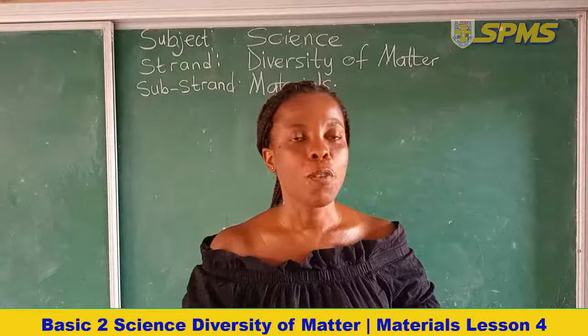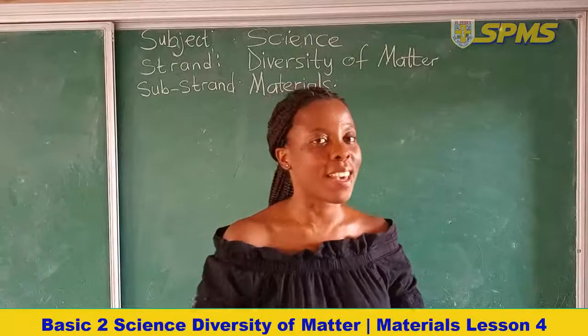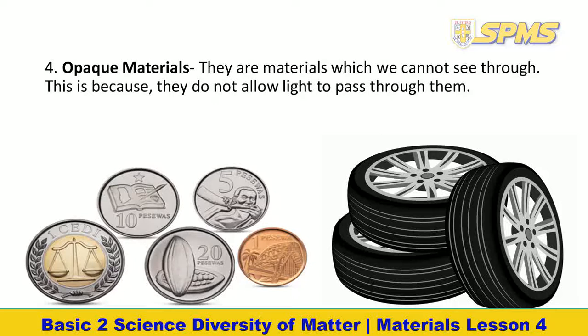Okay, let's move to another property known as opaque. Remember that word too? Opaque means what? Things you cannot see through. So the moment you can't see through a polythene bag, the black one, then that means that material is opaque. So a coin. When you pick a coin and you want to see through it, you can't see anything. It is an opaque property or material. The lorry tire. Okay, we have more.